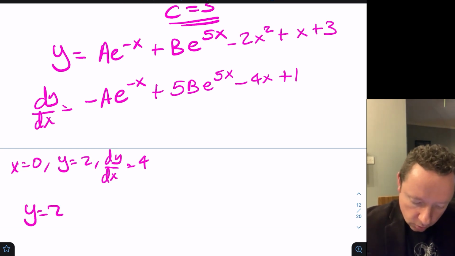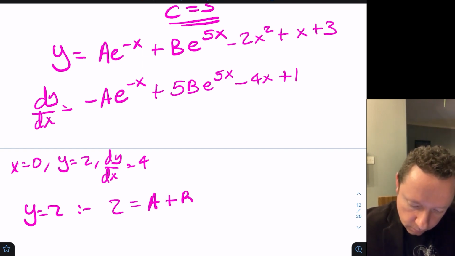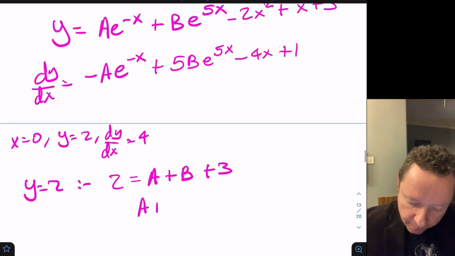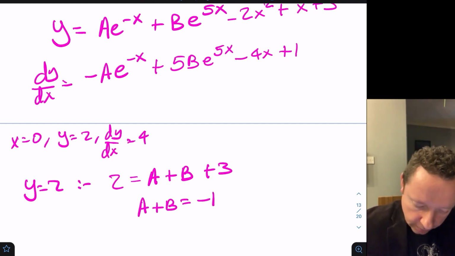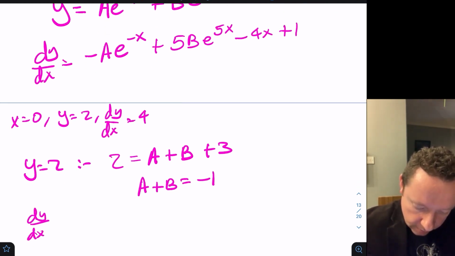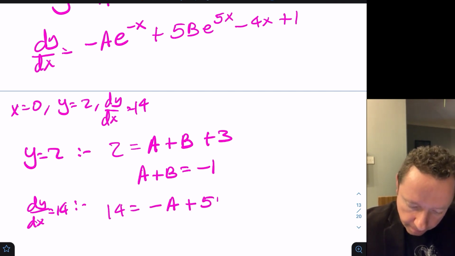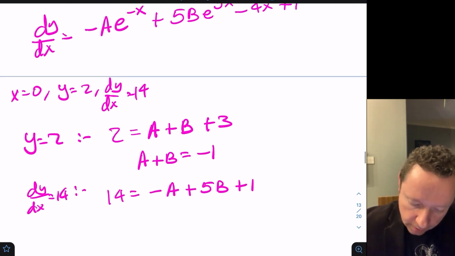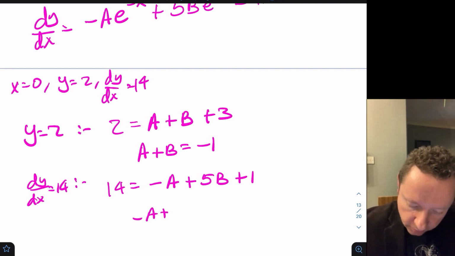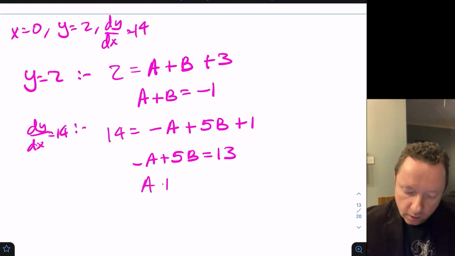So when y equals 2, we get 2 equals a plus b, and then 0, 0 plus 3. Or to put it a better way, a plus b equals minus 1. And then when dy by dx equals 14, we get 14 equals minus a plus 5b plus 1. Or minus a plus 5b equals 13. So we've got two equations to solve simultaneously. I'll just write them one above the other.